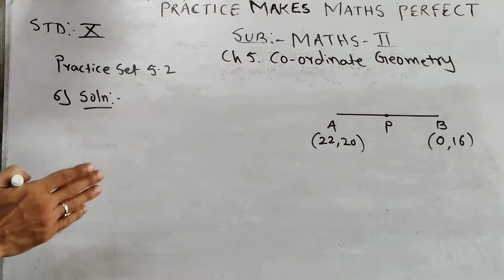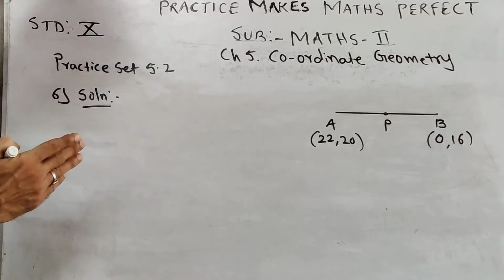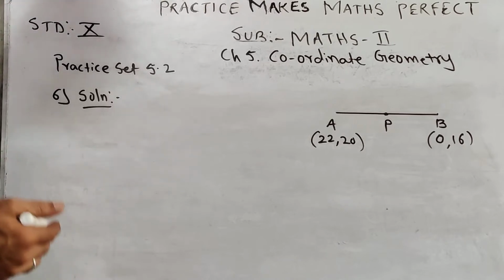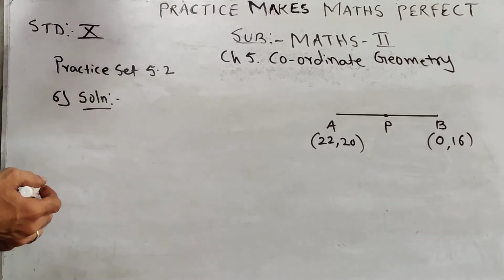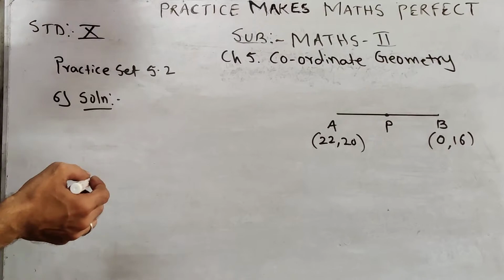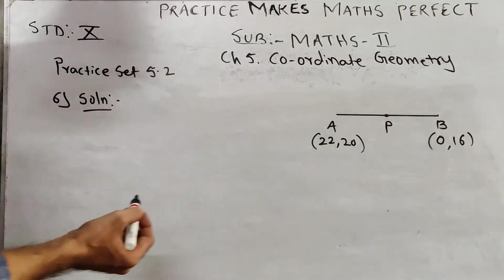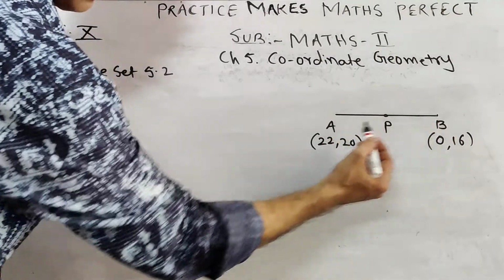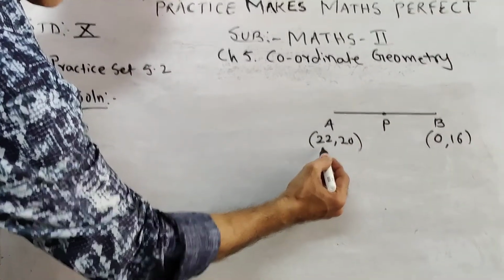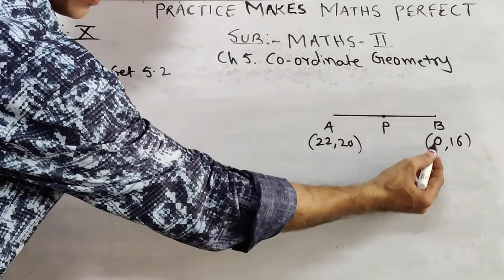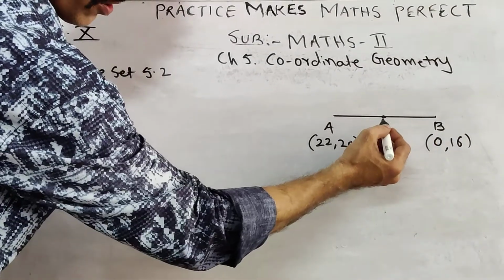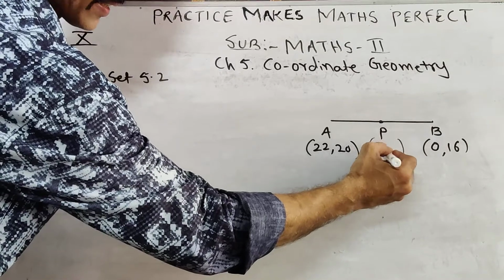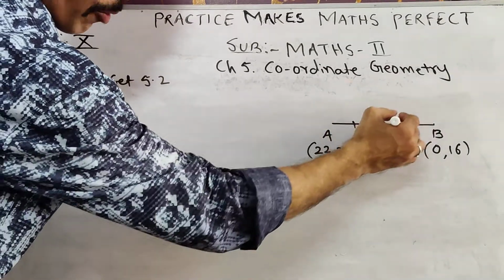Practice set 5.2, sum number 6. In sum number 6, you are told to find the coordinates of the midpoint of the segment joining the points (22, 20) and (0, 16). I have drawn a segment AB. A is (22, 20) and B is (0, 16), and you have to find the coordinates of P, that is (x, y). This is the midpoint.